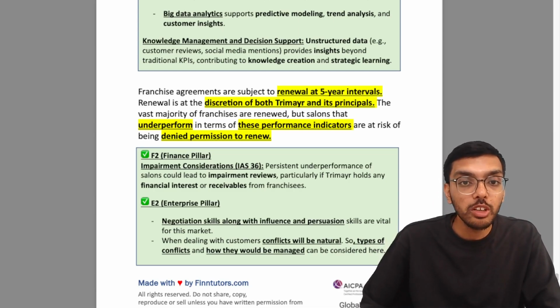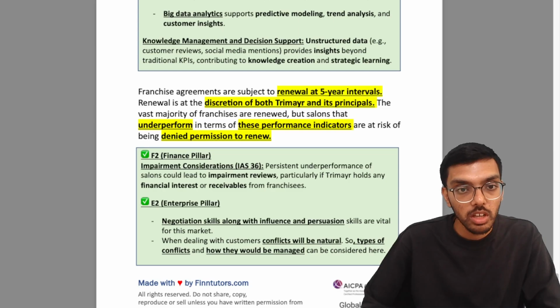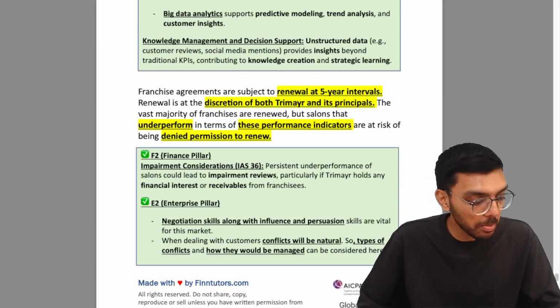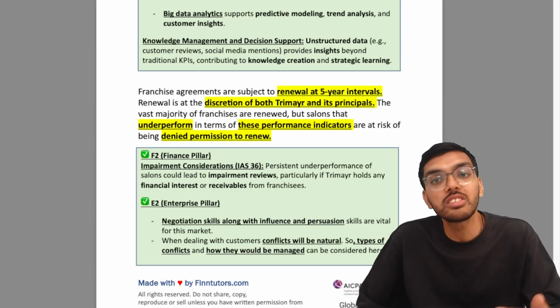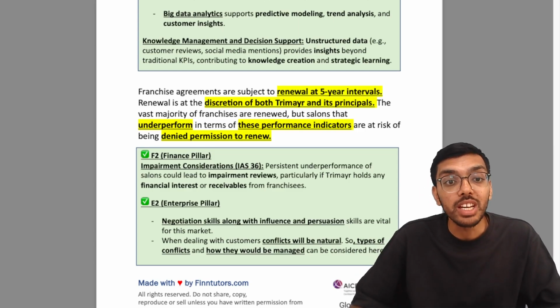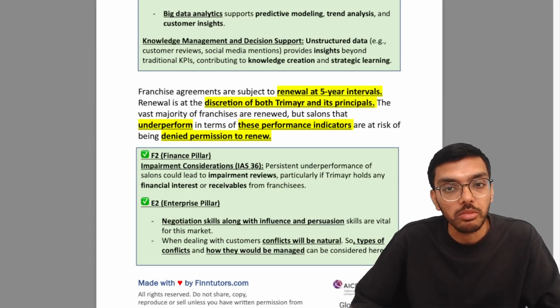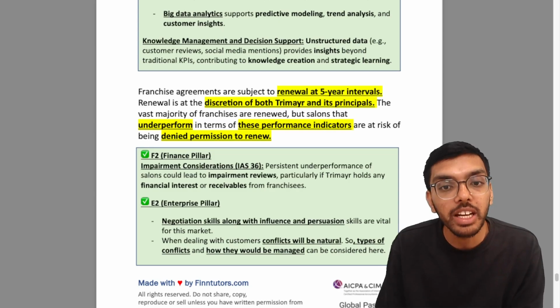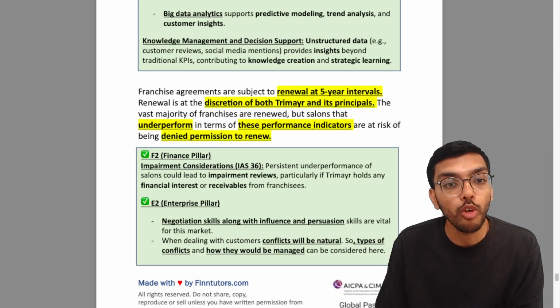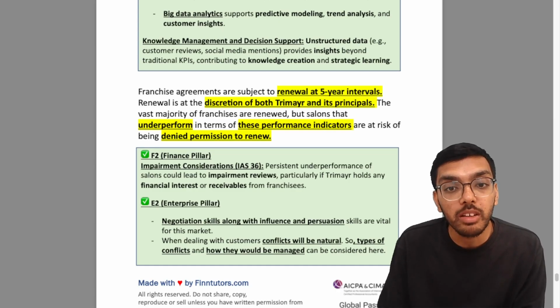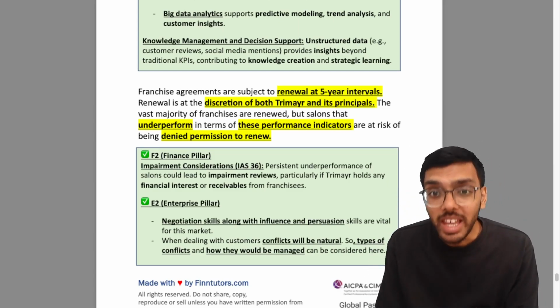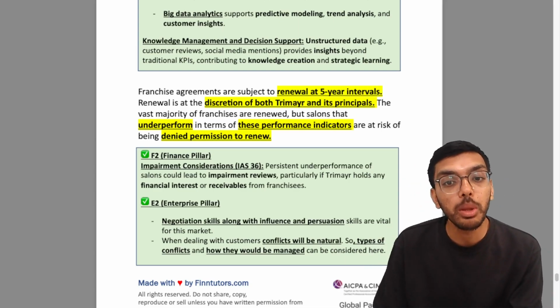Franchise agreements are subject to renewal at 5-year intervals. Renewal is at the discretion of both Trimayr and principals. The vast majority of franchises are renewed, but salons that underperform in terms of these performance indicators are at risk of being denied permission to renew. So IAS 36, impairment coming into the picture. So persistent underperformance of salons could lead to impairment reviews, particularly if Trimayr holds any financial interest or receivables from franchisees.